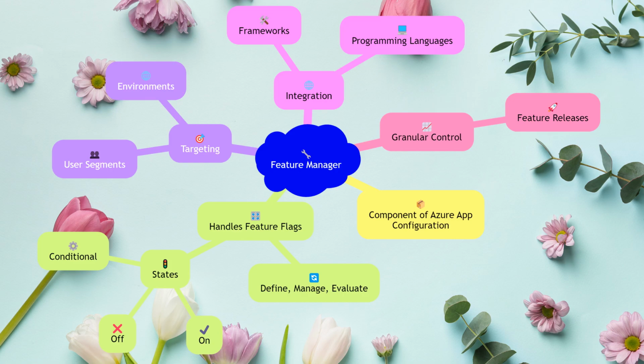With Feature Manager, you can create feature flags with different states, such as on, off, or conditional. You can also target specific user segments or environments, enabling more granular control over feature releases. Feature Manager integrates with various programming languages and frameworks, making it easy to implement feature flags in your existing applications.